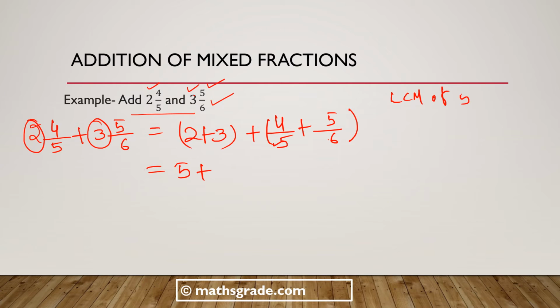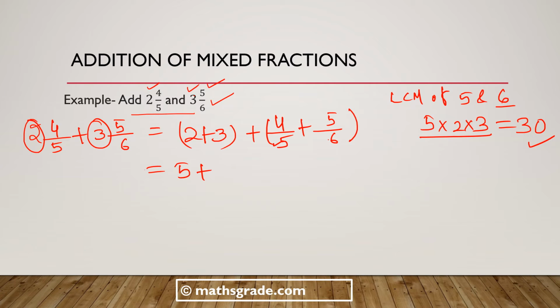LCM of 5 and 6. The prime factorization of 5 is 5 and the prime factorization of 6 is 2 multiplied by 3. Now the LCM of 5 and 6 is 5 multiplied by 2 multiplied by 3, which is equal to 30.